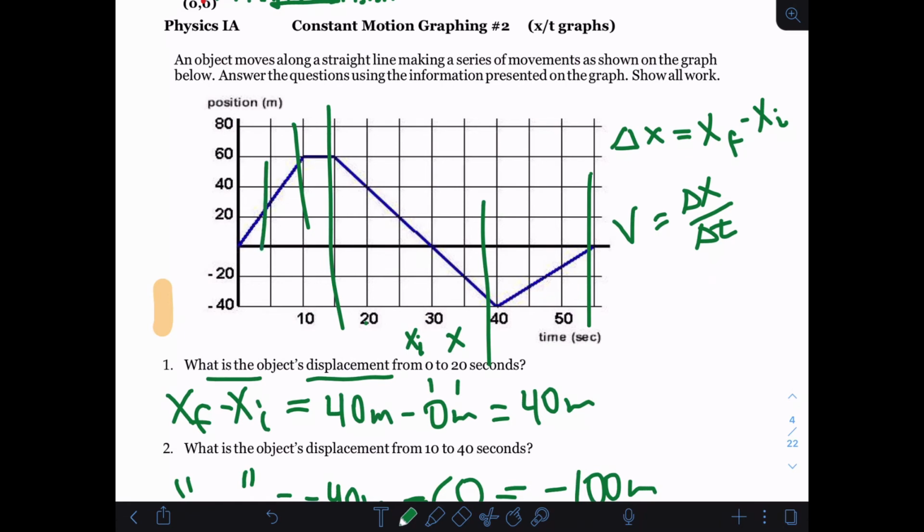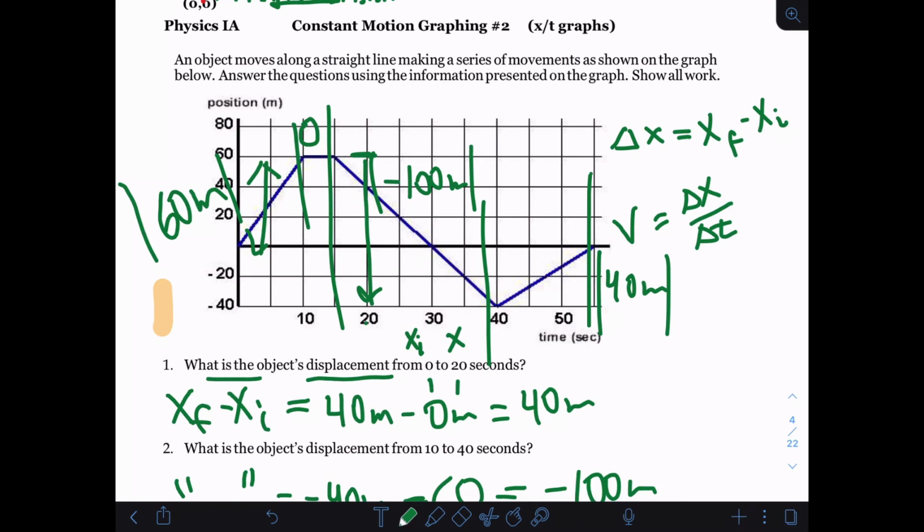Well, I'm just going to look at the values here. This has a displacement of 60 meters. This is a displacement of 0. Now notice this one. We did this one together. This is negative 100 meters. That we go from here down to there. And this displacement back here is 40 meters. Now I want the absolute value of all these measurements, because I don't care which way we're going, just how much we've traveled in total.